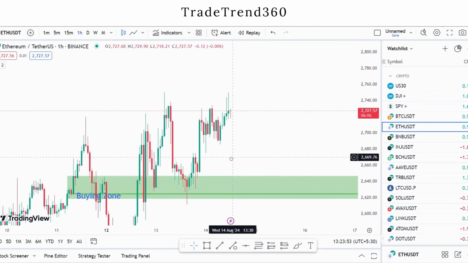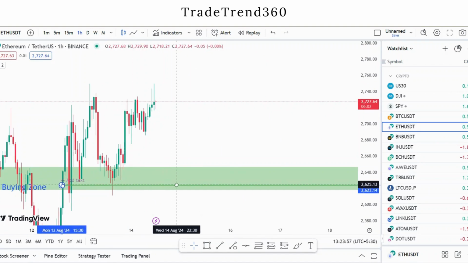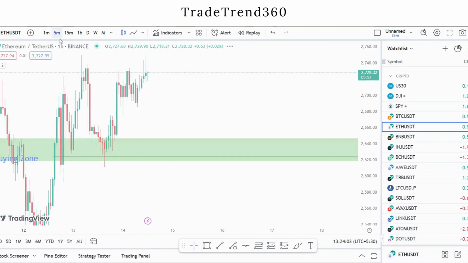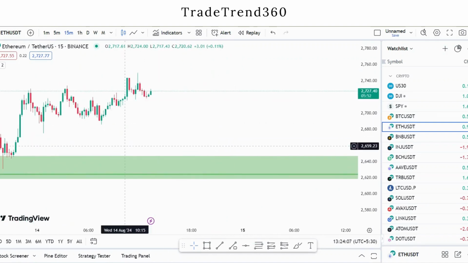This is a buying zone, right? It starts from here, and either the prices drop here. Right, let me make this like this. Okay, now you can see this.